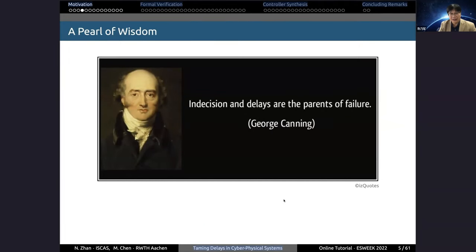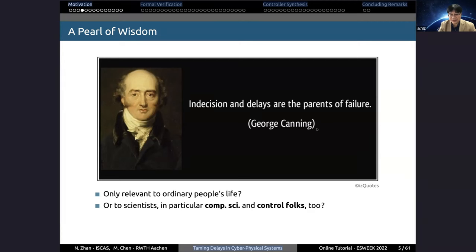Britain punishing George side maybe more than 200 years ago in design parents of failure. It is leading to ordinary people's life, to scientists, in particular to computer scientists and control folks too. Also, George Canning, who was the prime minister of Britain, briefly controlled Great Britain well.